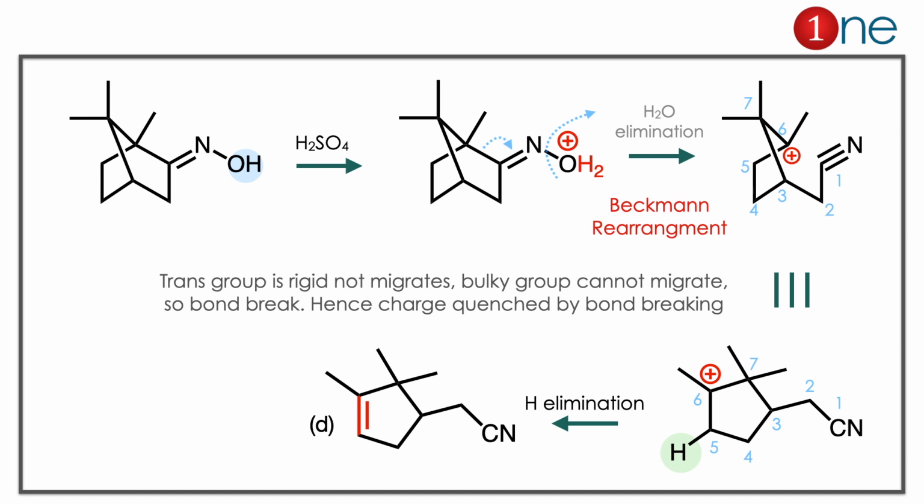Here you have to learn two important things. One is Beckmann rearrangement. Only the Beckmann rearrangement possibility is discussed here, but there is no migrating group, hence cyanide is formed. The second thing is quenching. Somehow you have to find the pathway for quenching because the charge is unstable. It has to be quenched. So hydrogen is removed here and quenching is possible.